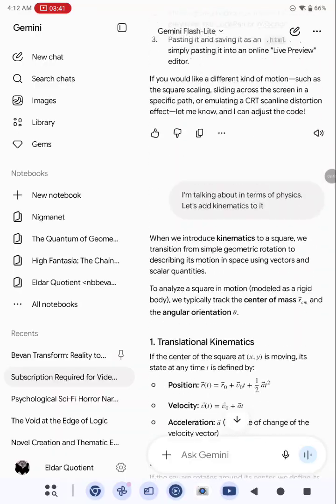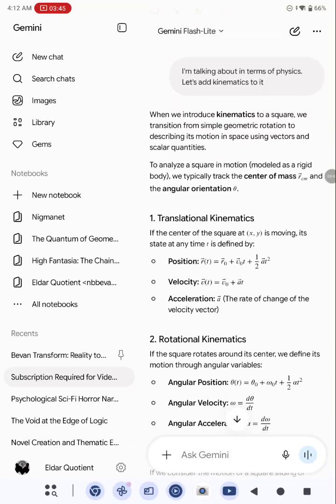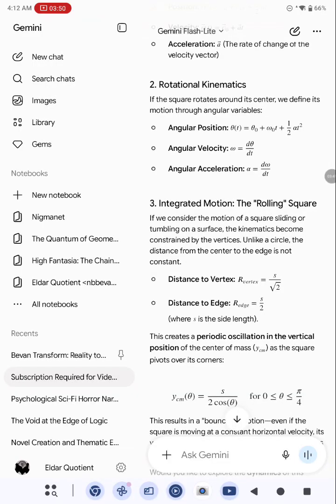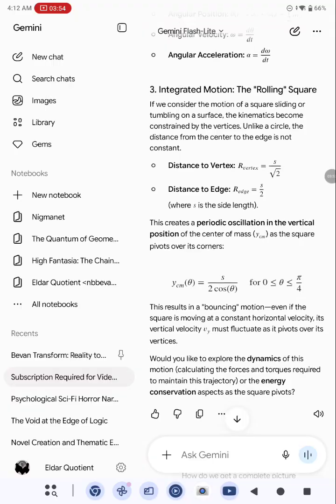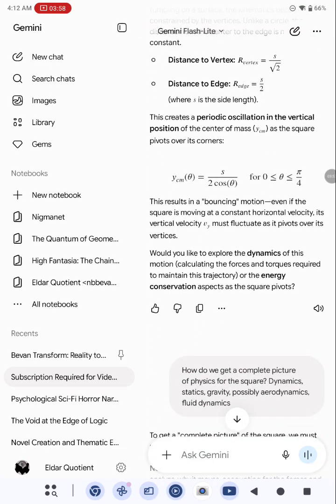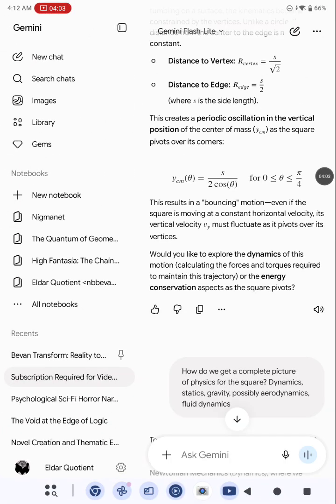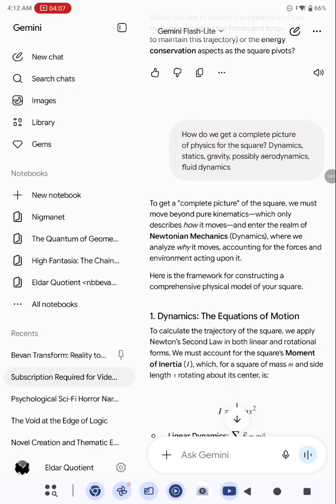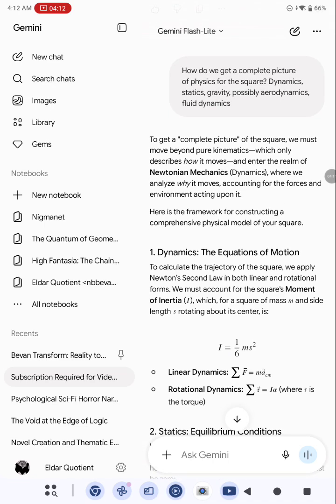Going back real quick, you added not motion. That was the wrong word. You added kinematics to it. You got some equations. You want to get a complete picture of physics. You're going to have to add dynamics, statics, and gravity.